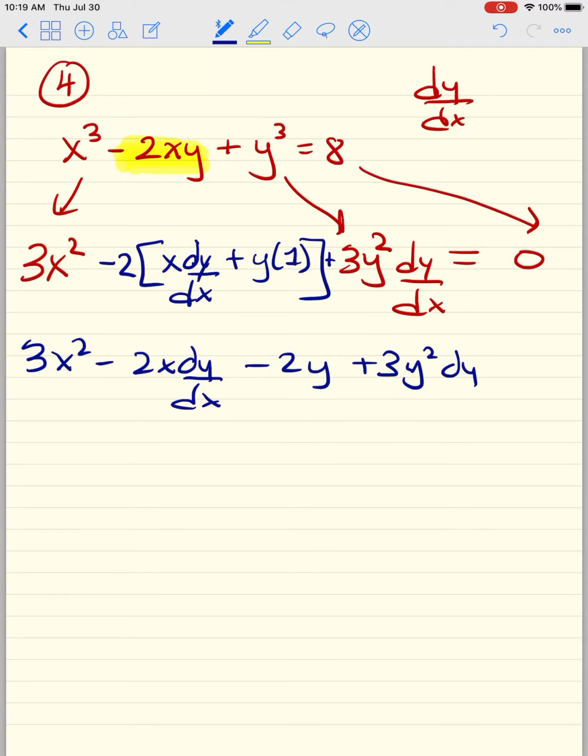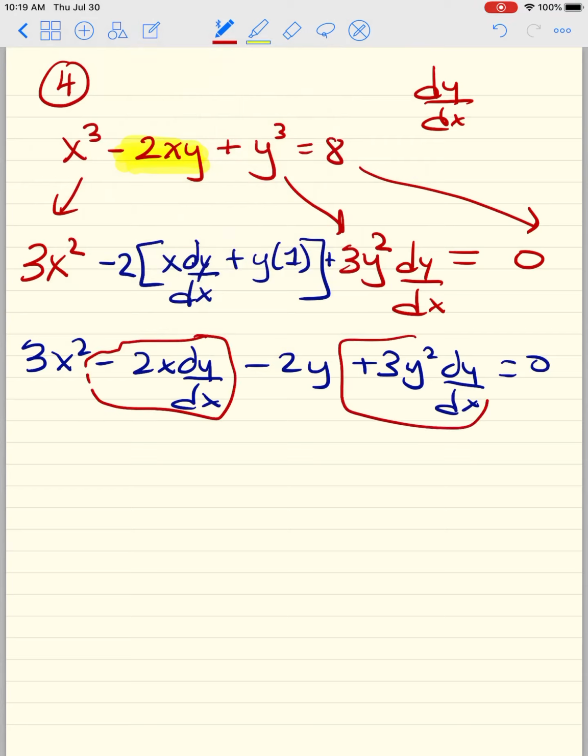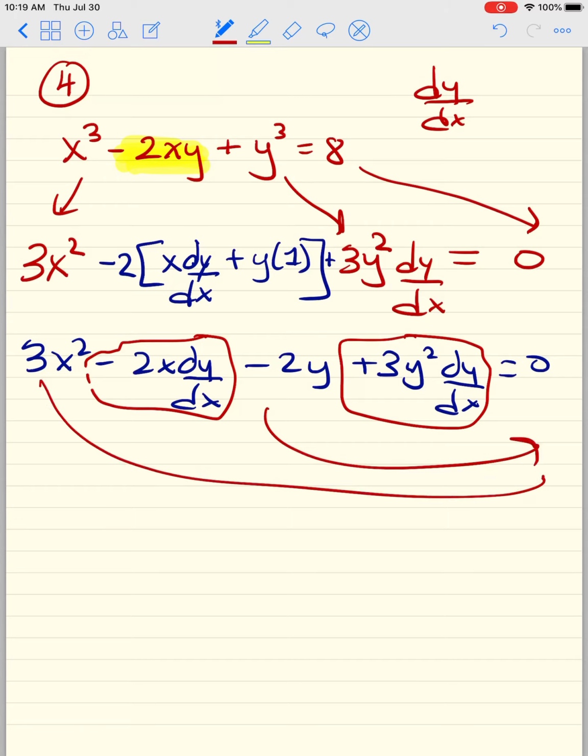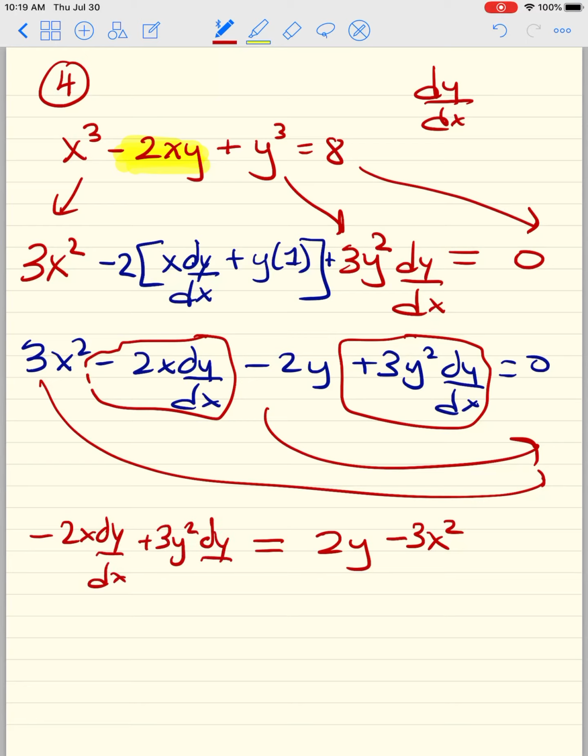And that's going to be pretty simple. Anyone who doesn't have a dy/dx stays on the left side until the very end. So these two people stay here. And we're going to bring that as a positive 2y and that as a negative 3x. So positive 2y, negative 3x squared. And then we're going to have negative 2x dy/dx. And we're going to have positive 3y squared dy/dx.